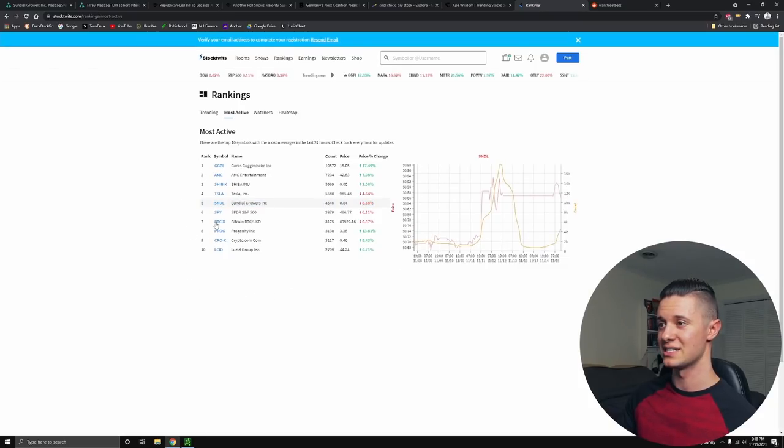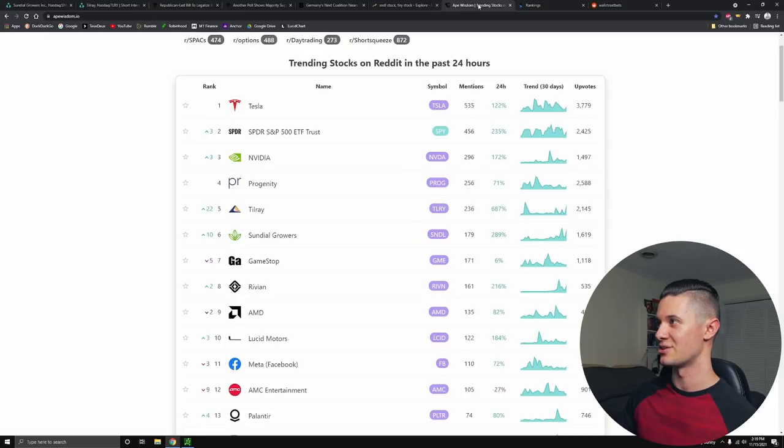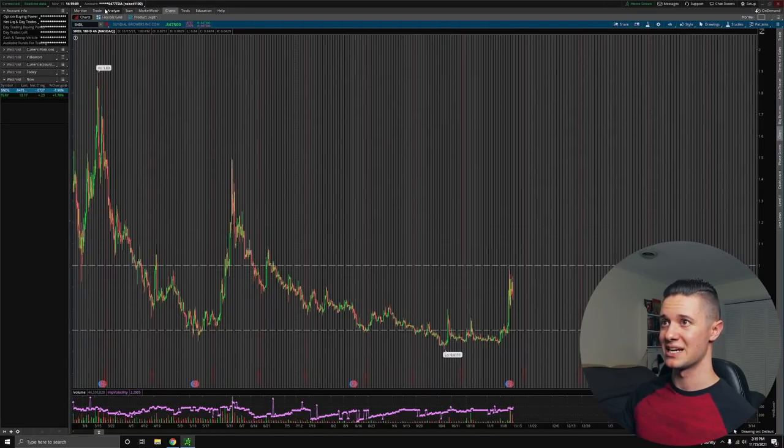Surprisingly enough, Tilray isn't mentioned on the most active stocks on StockTwits. It's not actually trending there. It's only beating Sundial out on Wall Street Bets. And I really think that these stocks both have huge potential to move up in the future.